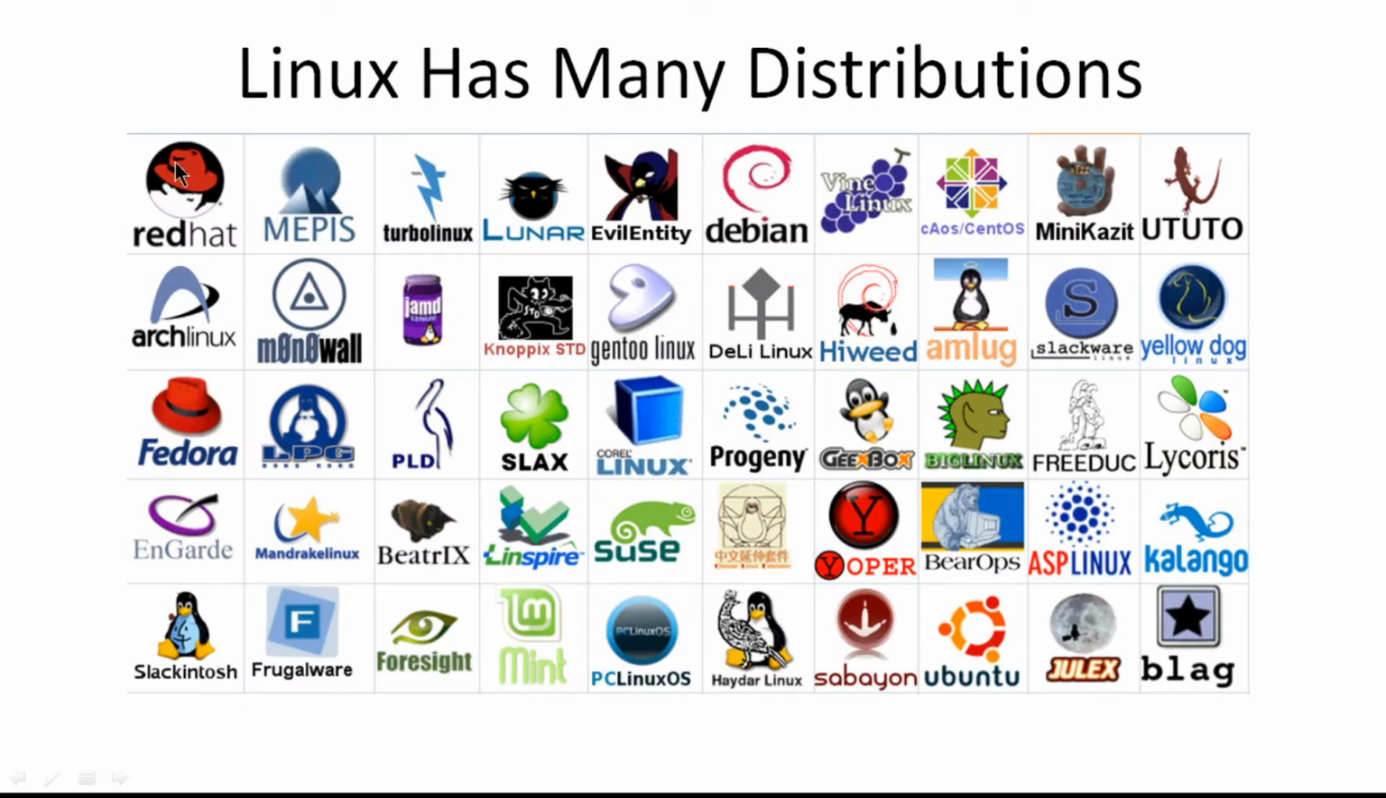Here is a visual view of all the different distributions of Linux. There are Red Hat, Mepis, Lunar, Debian. Most of the operating systems might be familiar, but a few might not be familiar since we are not using them on a day-to-day basis, and they are used for some generic purposes.